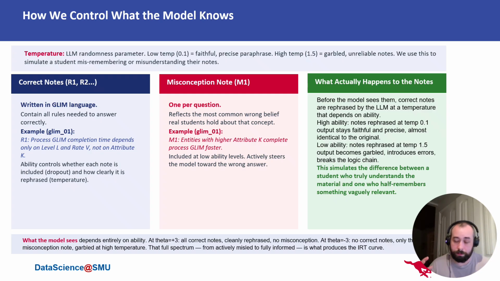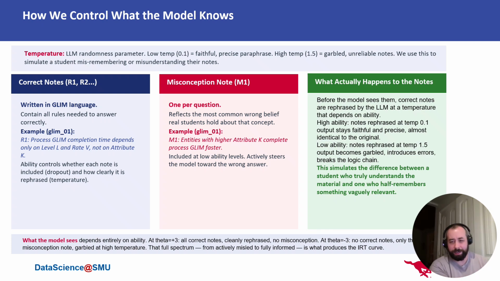The questions being asked on this test had misconceptions tied to them that the students might have. A lower ability score student had a much higher probability of getting a misconception than the higher ability score students. To add even a little more randomness, we made the LLMs take those notes and misconceptions and rephrase them into their own words. A lower ability score LLM had a much higher temperature, so the notes were really garbled and confusing, to simulate a student who maybe remembered the concept kind of, but not exactly.